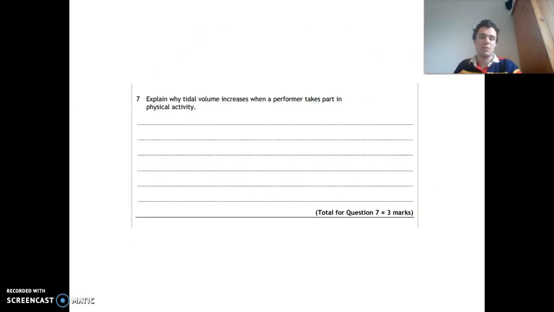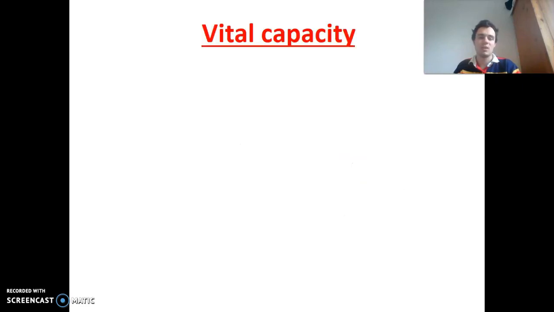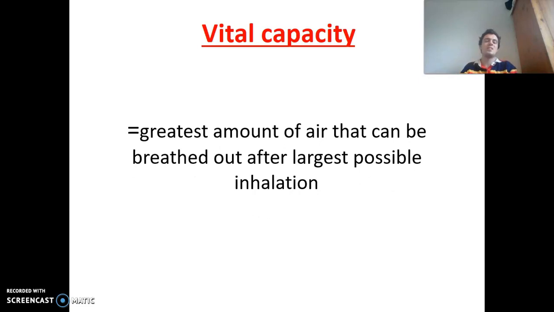The next thing we're going to look at, I'll leave that question for the end, you can have a go at it at the end, is vital capacity. So we've looked at tidal volume, now this is vital capacity. So vital capacity is the greatest amount of air, so the most air that can be breathed out after the largest possible inhalation. It's a bit of a wordy explanation, but all it means is the most amount of air you can breathe out after the biggest breath in, because we know inhaled air is breathing in. So once I breathed in, and then I breathe out really hard, and that's the air coming out, being breathed out.